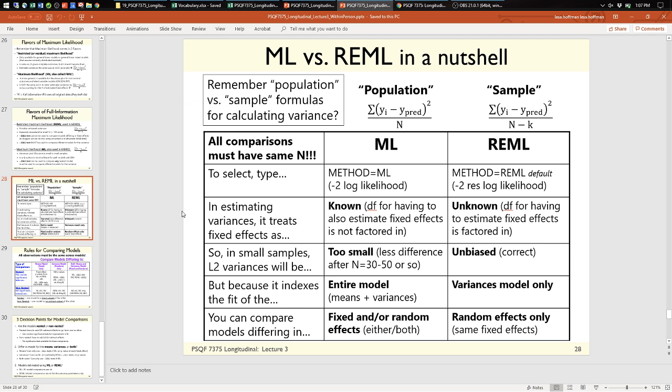In ML, it's too small. So that trickles down, because the standard errors of the fixed effects are based on the size of those variances, and the standard errors trickle down and are too small. And what happens if your standard errors are too small to your p-values? Too good. Yeah. So you can end up with type 1 error rates that are too high if you use ML with small samples.